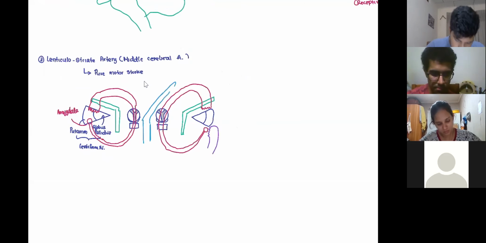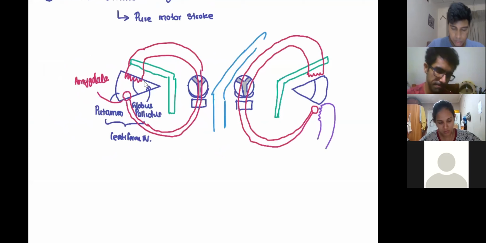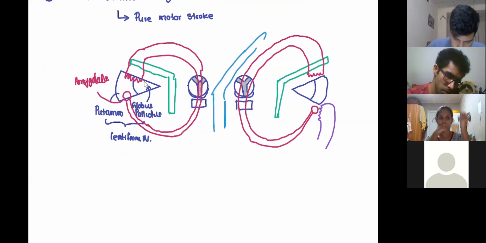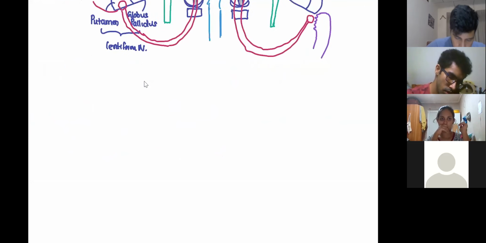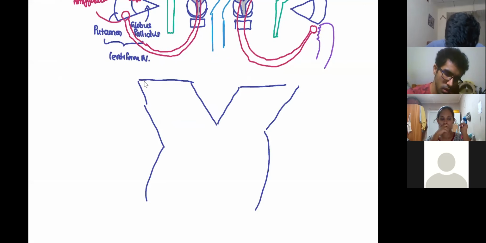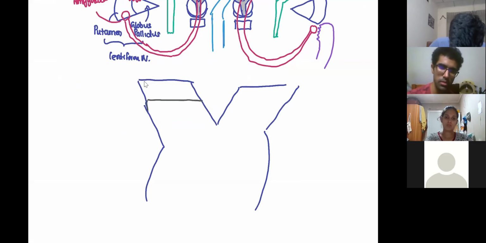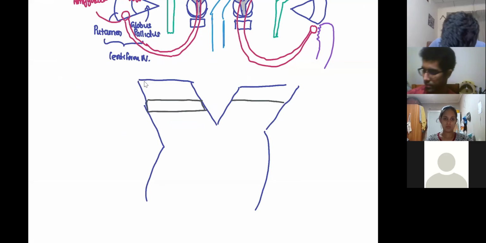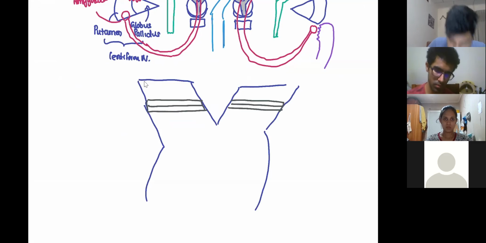Now, this is the structure of the basal ganglia. There is one more important structure, which is a part of the midbrain. It is a black area. This area is a black area. It's in the midbrain. Can someone tell me what this structure is?